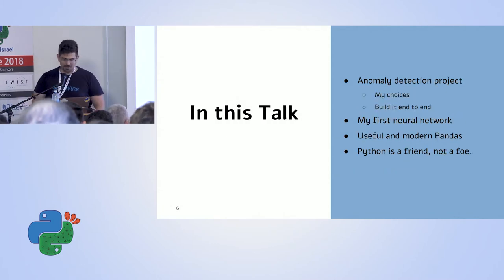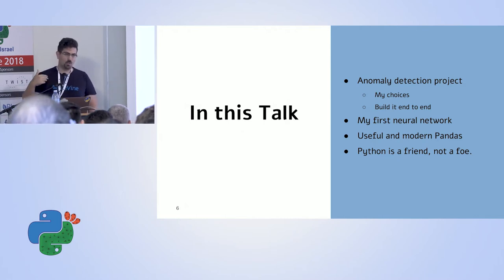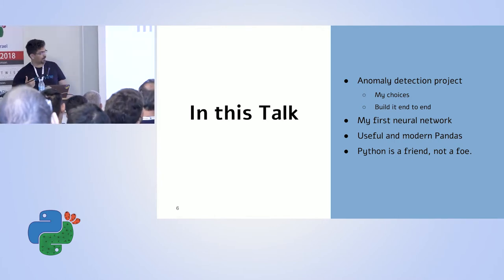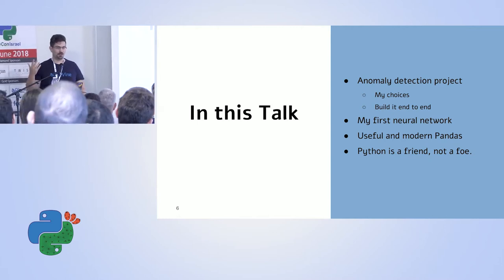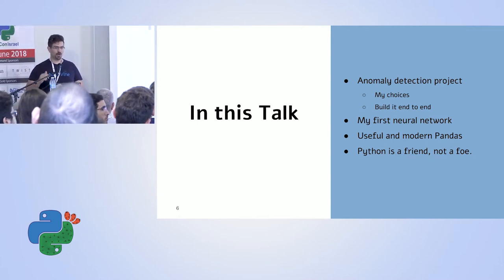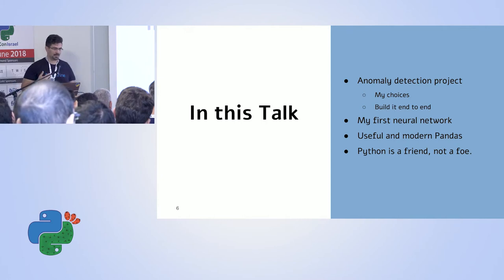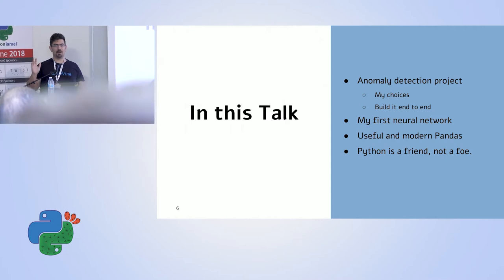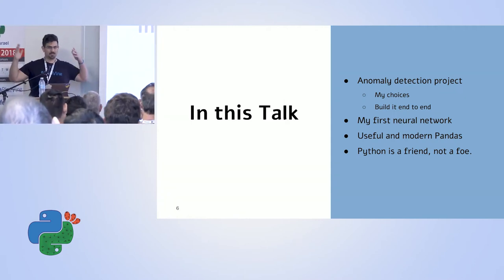A bit about what's going to happen in this talk. I'm going to talk about my anomaly detection project because I've done the work and I want to share it with you, because why would I be the only one to enjoy it? I built my first neural network in this project. I hadn't actually coded one before then. A lot of the talk will be about pandas, because I love pandas, and about modern pandas. Who's using pandas? Because not all of you are data scientists, I guess, because this is a joint conference.